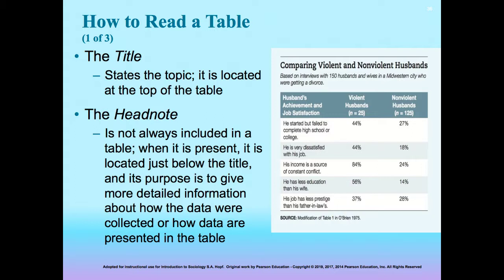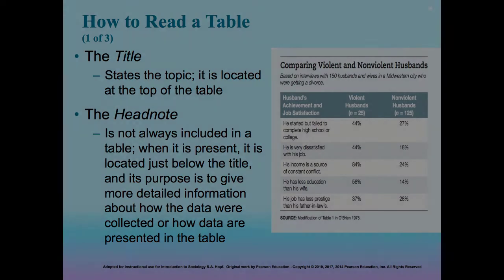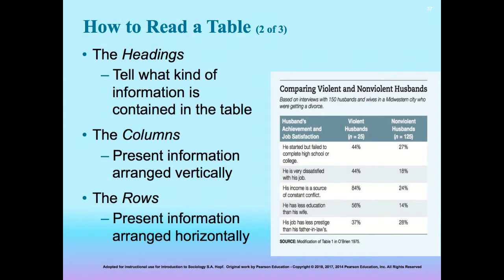Scientists rely heavily on data, and that data is often presented in tables, particularly numerical tables. So it's important to know how to read a table. The title will state the topic, and it's at the top. The headnote will give a little more detailed information about that data. The source will give information on where the data came from and should allow you to locate the original source in case you want verification or want to use the data for one of your own research projects.